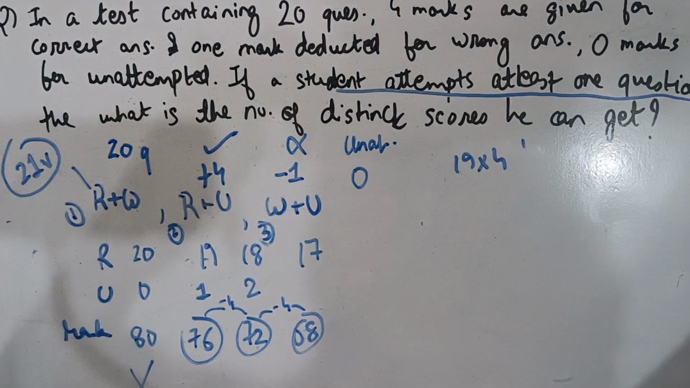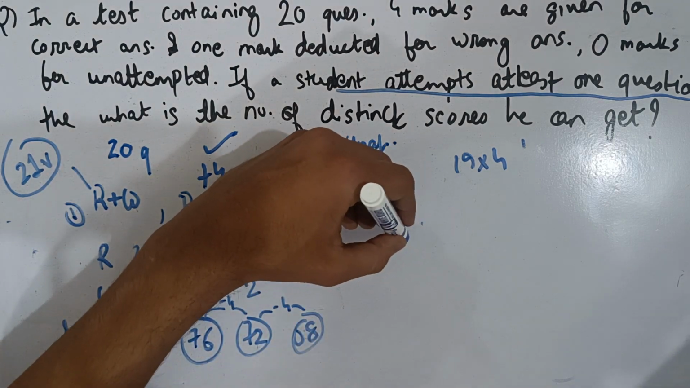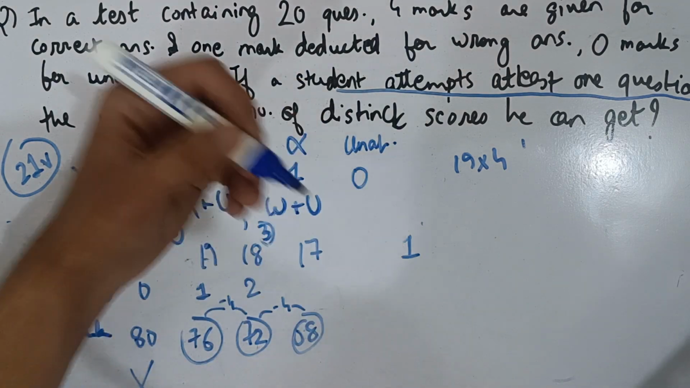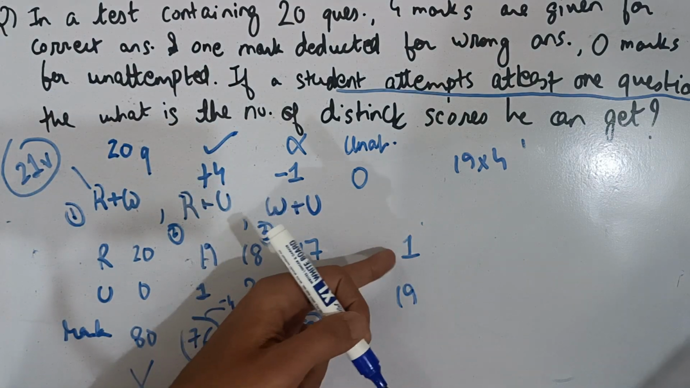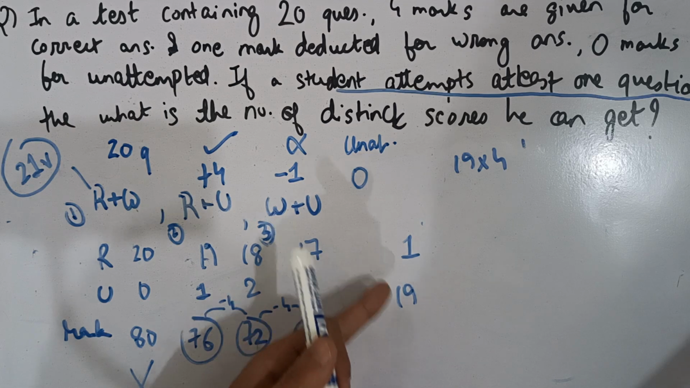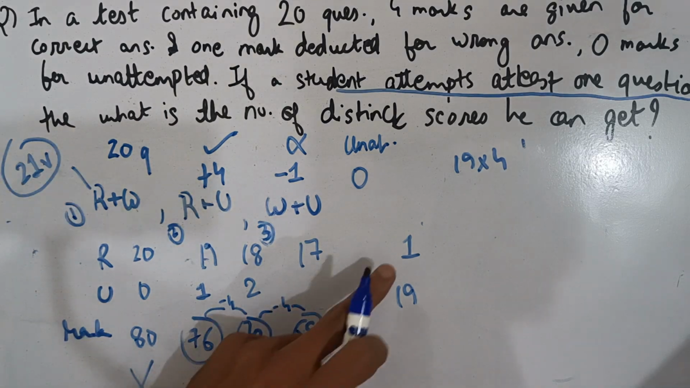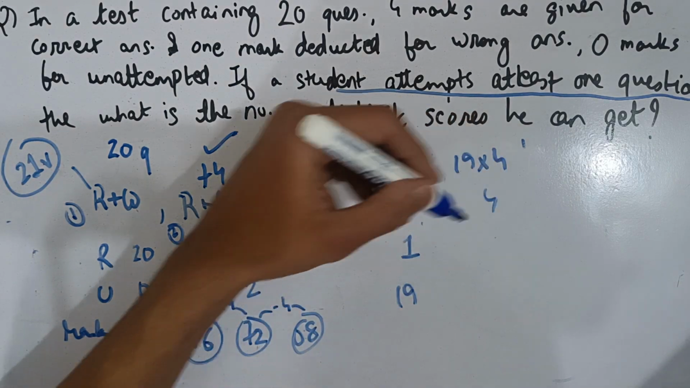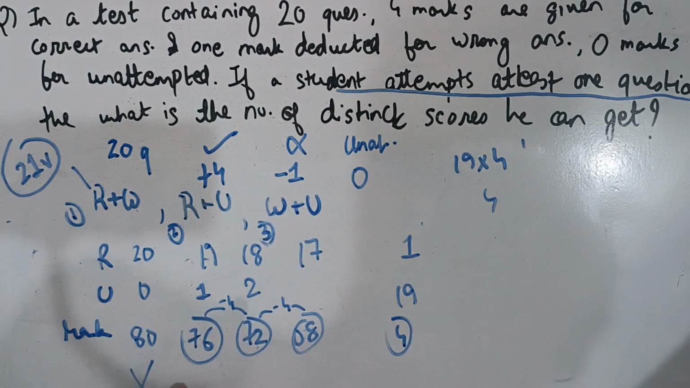What would be the last condition in this? He does one question right and all the 19 questions unattempted, because a student has to attempt at least one question, so he has to do one right question and 19 are unattempted. So for one right question he'll get 4 marks. So this would be the AP.